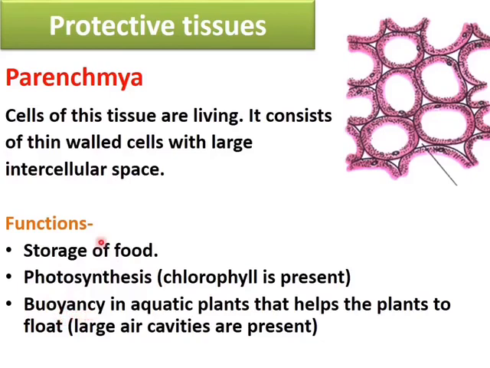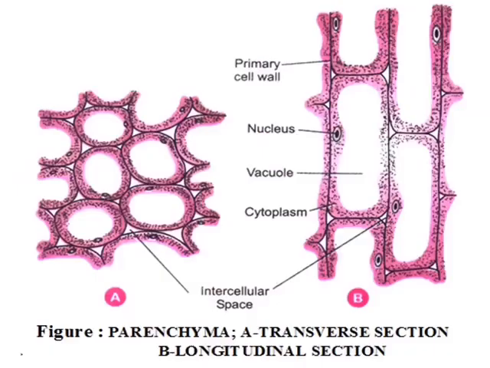You can note down the structure and functions. These all are given here on the screen, and this diagram also you can draw in your notebook. Now I am going to show the transverse and longitudinal sections of this type of tissue. Here it is, you can see the A part shows the transverse section, and the B part shows the longitudinal section. So you can draw these diagrams in your notebook.